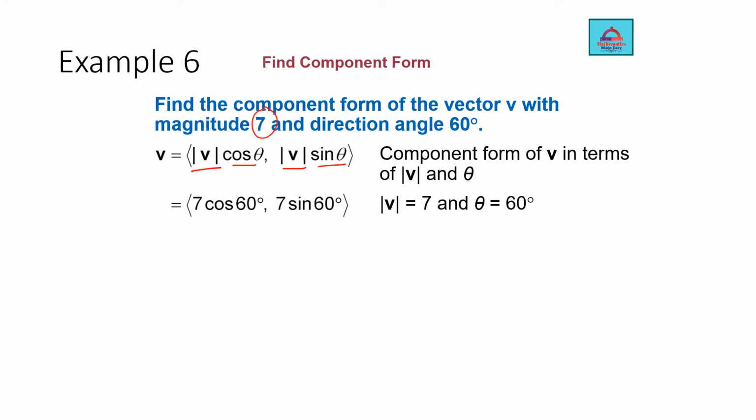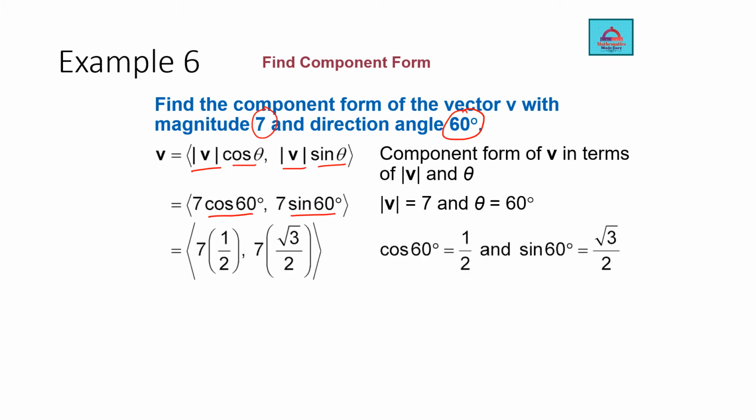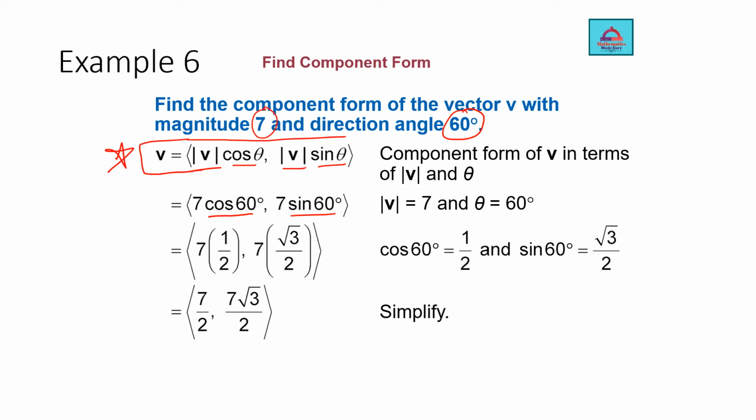Magnitude is given 7, angle is given 60. So you will use your calculator, you'll use your trigonometry to get sine 60 and cos 60. Plug in those values. They are 1 by 2 and square root 3 by 2 respectively. Simplify and you will get your component form of the vector with the magnitude 7 and direction angle 60. Very simple. The important thing to remember would be this formula, where you have used the component form of the vector and resolved the vector along the horizontal and vertical components.